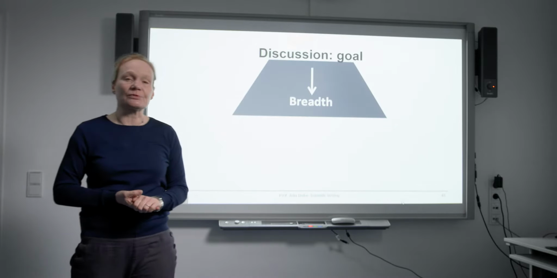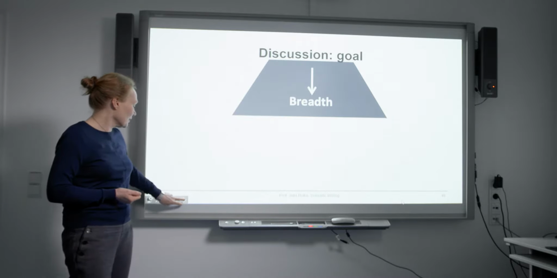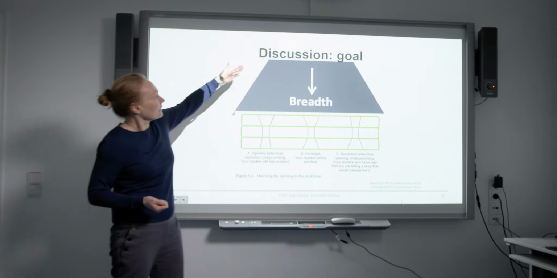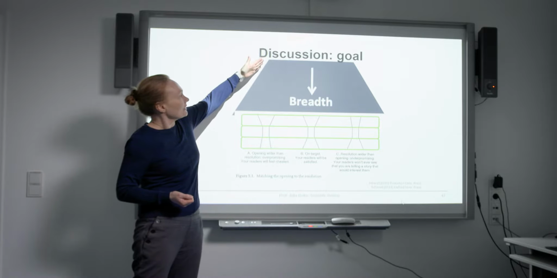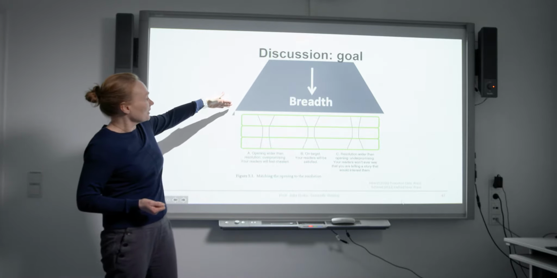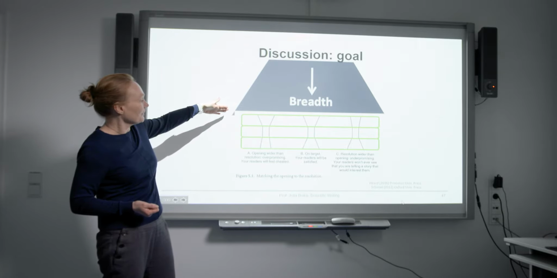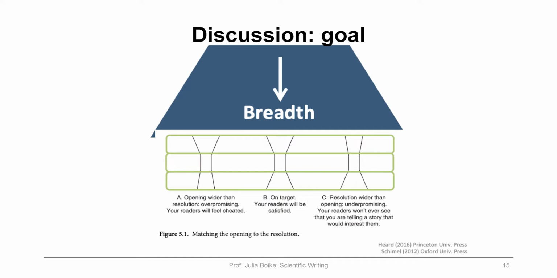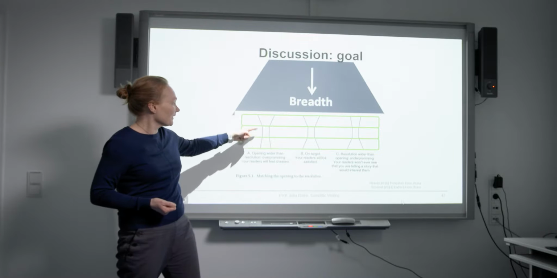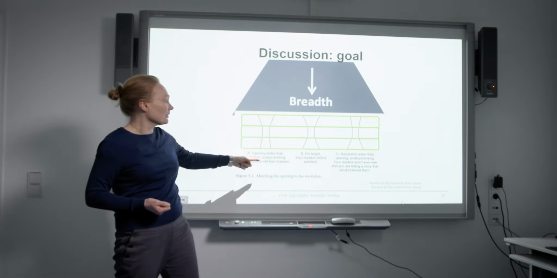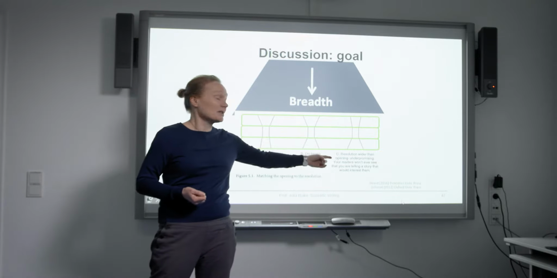So again, to visualize what we are aiming for, we are moving down from the results, which is already focused, moving down and getting broader. So the breadth is shown here. And again, I showed you this in the beginning. We are aiming for this well-balanced structure, so that your introduction and your discussion have the same kind of opening so that the reader is satisfied. If the structure is not kept between the introduction, the beginning, and the ending, then the reader will feel either cheated or won't even get the story.